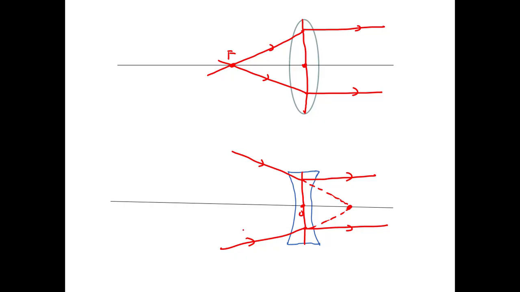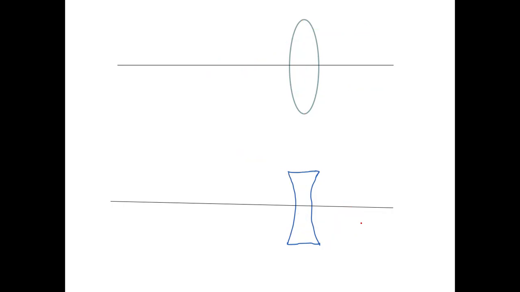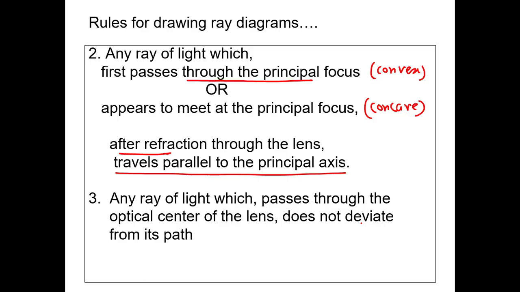So if these rays are incident upon the concave lens in such a way that they are appearing to meet at the focus, in that case they will emerge parallel. Please remember, this is a dotted line, so that rays don't actually go over here, they go in this particular direction. So this is rule number 2 for rays emerging parallel. Let's look at rule number 3.